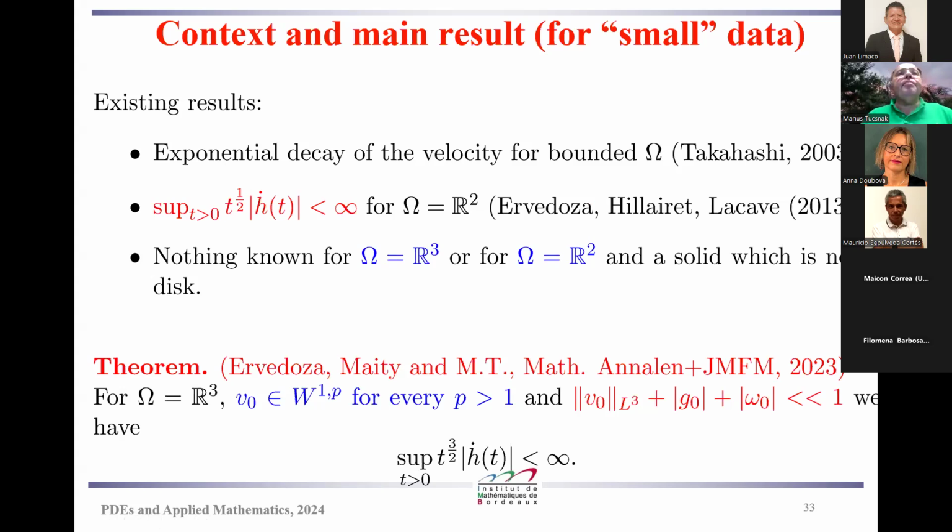In 2D, in an unbounded domain, so if the fluid-solid domain is the whole of R2, we don't know. There is a result of Hervé Dosa, Hillairet, and Lacave, which says that the velocity is bounded by 1 over square root of t. But this doesn't say if it stops or not, because if you integrate 1 over square root of t, you get 2 square root of t, which goes to infinity. But since this is just an upper bound, you don't know. And nothing was known until recently in the case when omega is all R3.